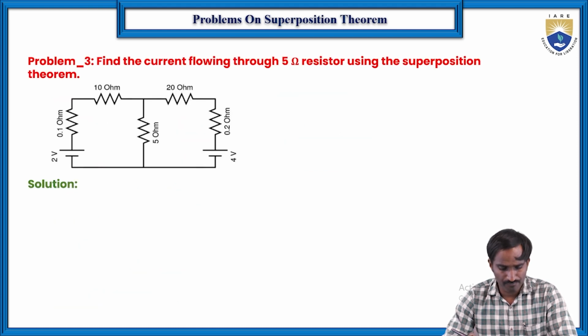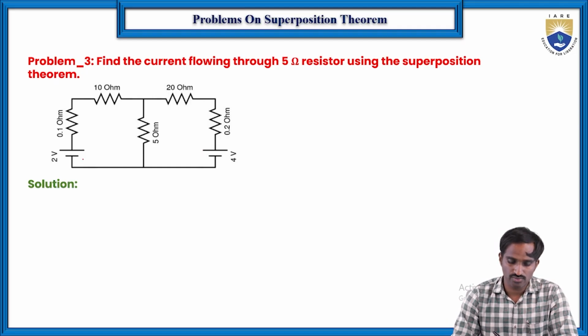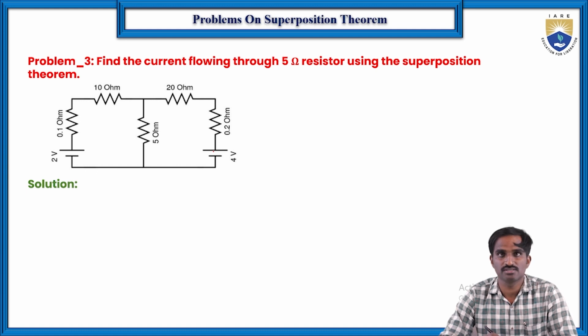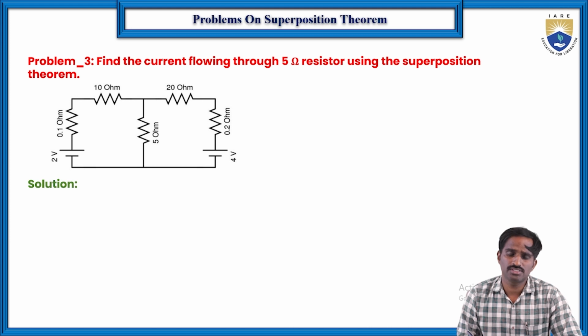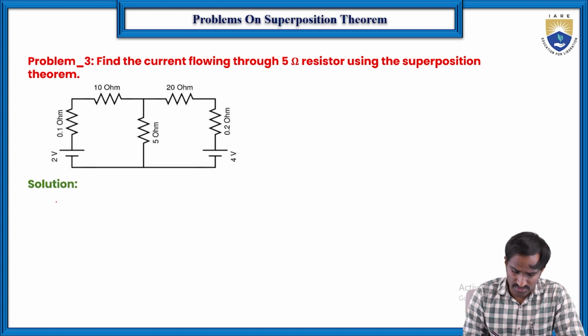Then coming to problem 3. In the third problem, as you can see here, the voltage sources are in different places. Of course, here also there are only two voltage sources, but they are placed in various places, and here we are going to use some other network reduction technique to find the current in each case. Here also it is the same way as in the first case.